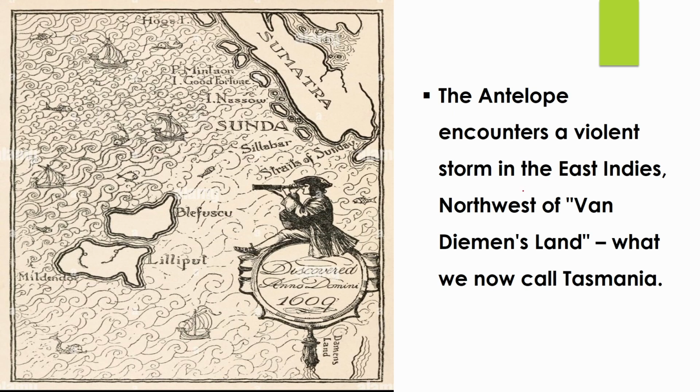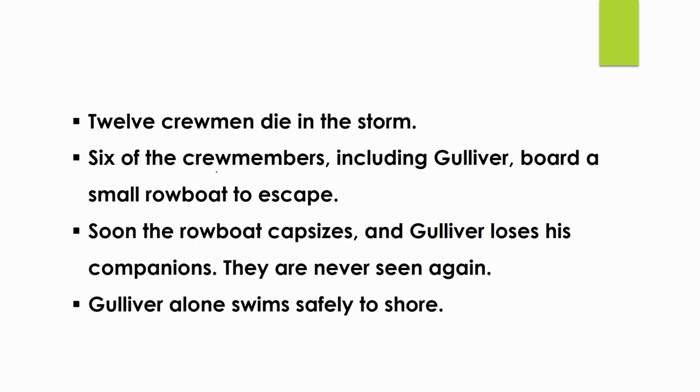The Antelope encounters a violent storm in the East Indies, northwest of Van Diemen's Land, what we now call Tasmania, an area in the southeast of Australia. 12 crewmen die in the storm. 6 of the crew members, including Gulliver, board a small rowboat to escape. Soon the rowboat capsizes and Gulliver loses track of his companions. They are never seen again. Gulliver, however, swims safely to shore.